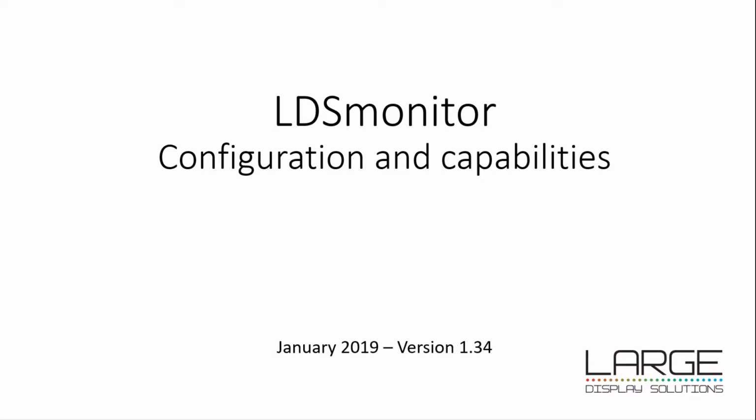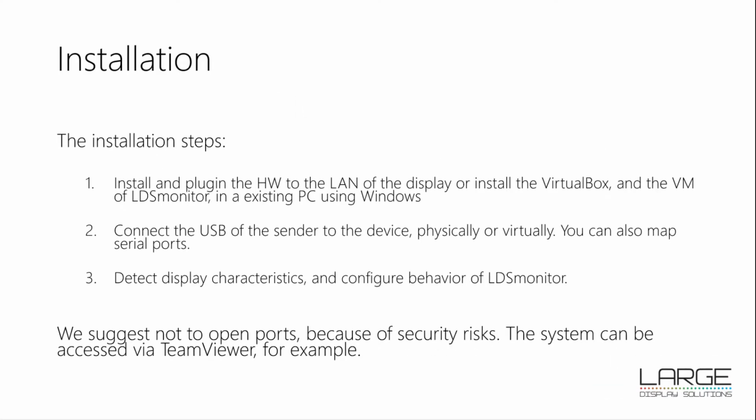Now let's go on. What are the installation steps? You have decided for one kind of platform. Well, what we have to do? We have to install and plug in the hardware to the LAN and to the USB, physically or virtually. We can also map serial ports. With the USB we can also have several LDS monitors in the same computer.